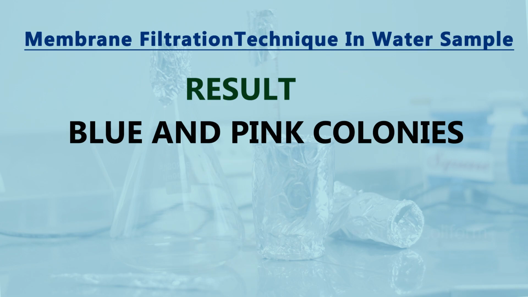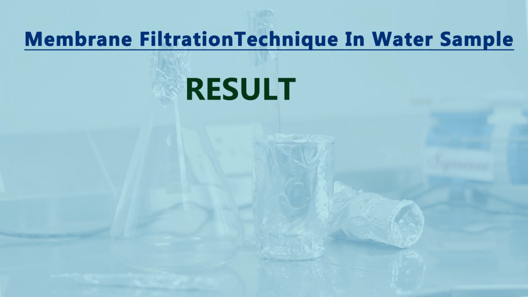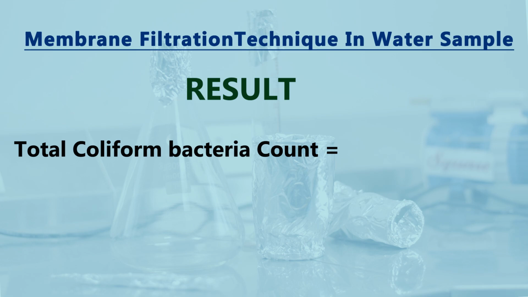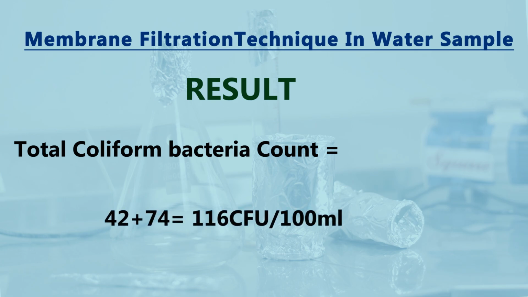Blue colonies means these are E. coli and pink colonies means these are other coliform bacteria. So for total coliform bacteria count, we have to sum the total blue colonies and pink colonies. Suppose blue colonies are 42 and pink colonies are 74. Then total coliform count will be 42 plus 74 equals 116 CFU per 100 ml.